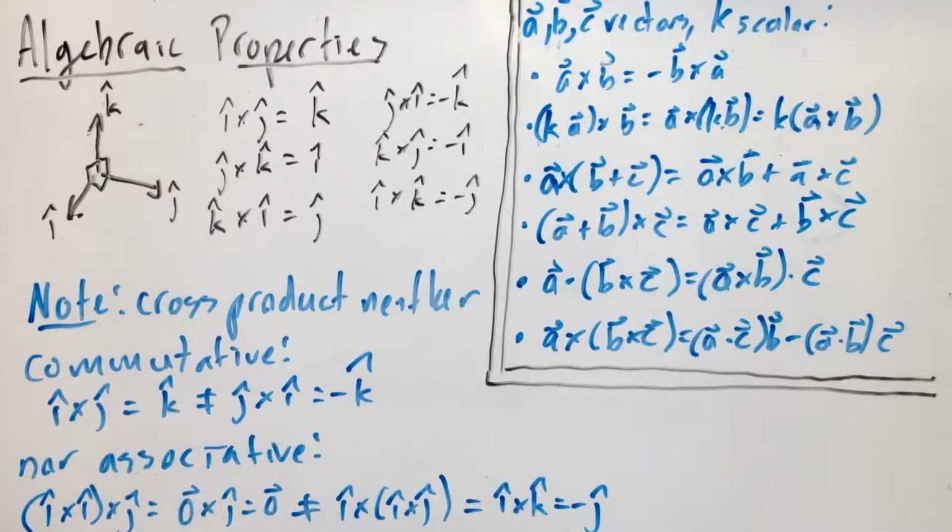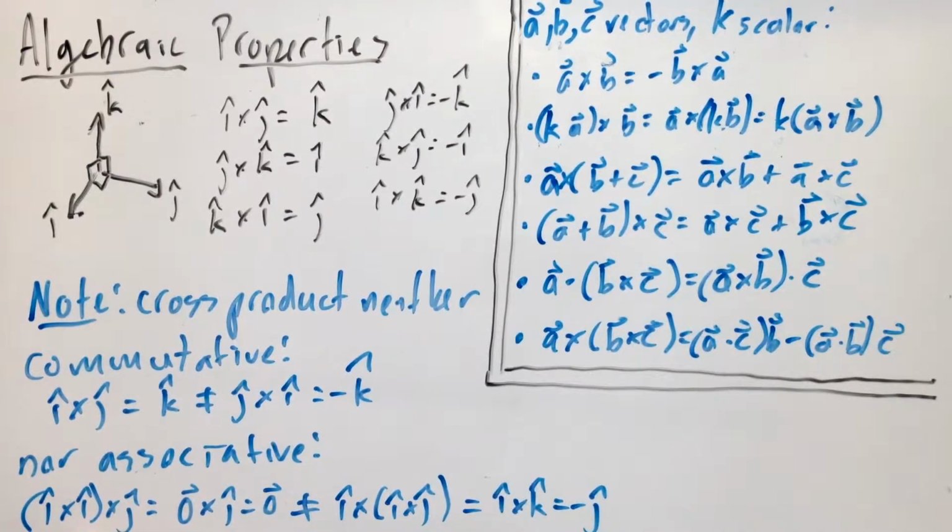I can't just say i cross i cross j and not tell you what to do first, because i cross i is 0. So if I cross i and i first and then I cross j, I get 0 cross j, which is 0. Whereas if I cross i and j first, I get k. Then I cross the result of that, i cross k, which is negative j, and 0 and negative j are different. So the cross product doesn't satisfy these two basic properties that you might assume a lot of algebraic operations satisfy.